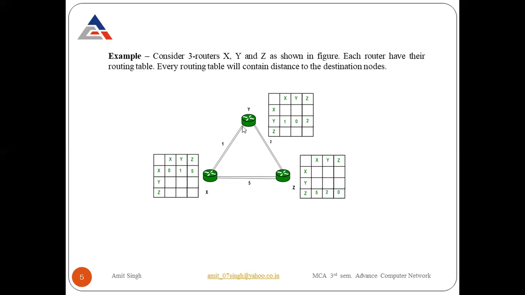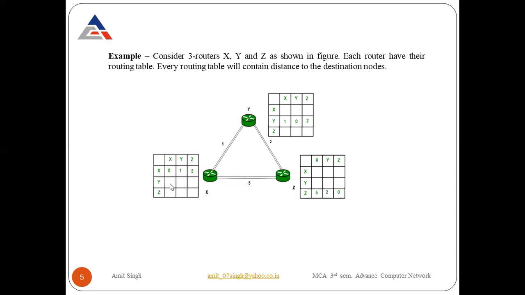1 is from X to Y, or you can say Y to X. 5 is from X to Z, or you can say Z to X. And value 2 is from Y to Z, and automatically Z to Y. So these three values and the value 0. Why the 0? Because from source to destination, if the points are the same, these four values can be part of every table. You can write here.